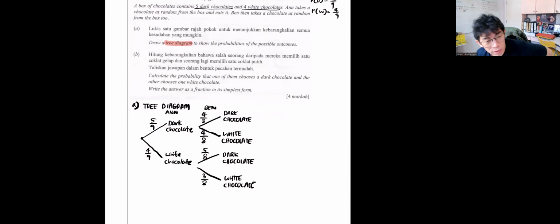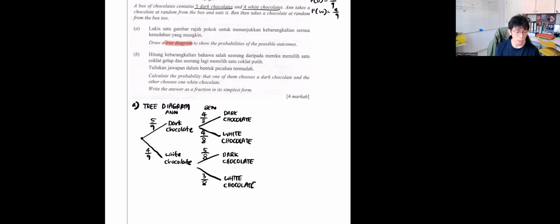So everyone, let me ask you something. What's the benefit of a tree diagram? What's the reason why we do a tree diagram? Because when you have a tree diagram, suddenly if I say, can you get me the probability of N and Ben getting dark chocolate? You're going to take this fraction, take this fraction, and multiply them together. You got what I mean? Then you get the answer already.